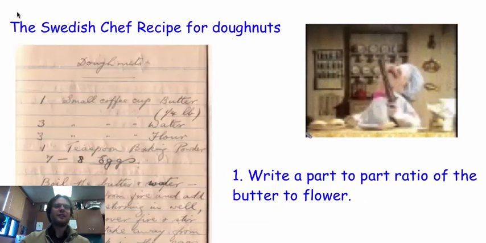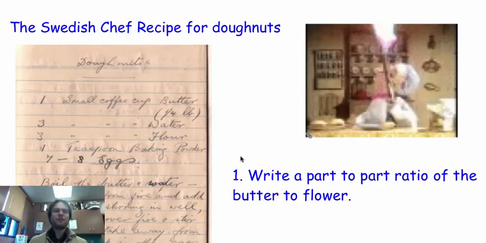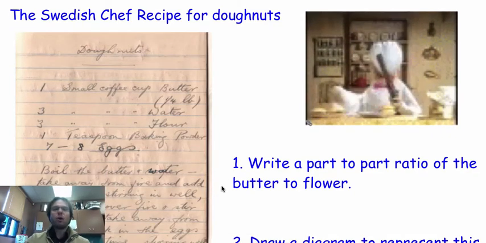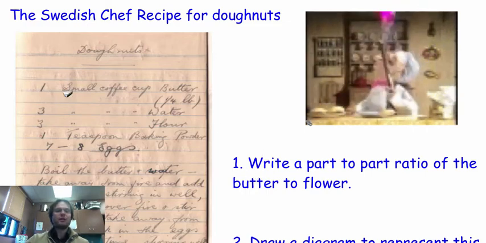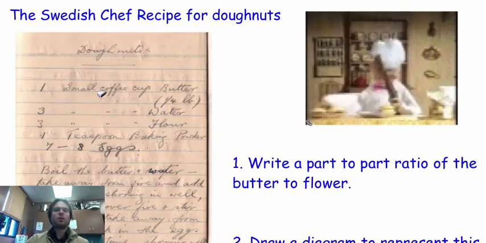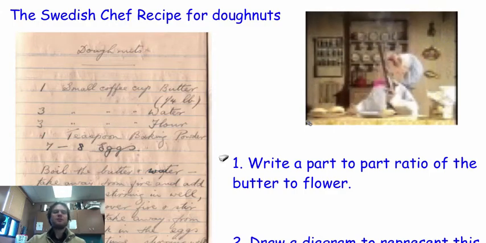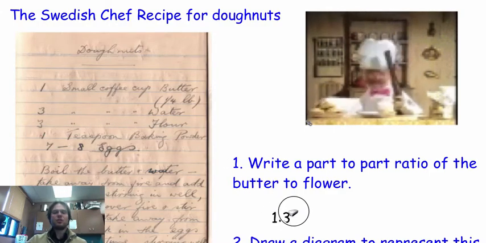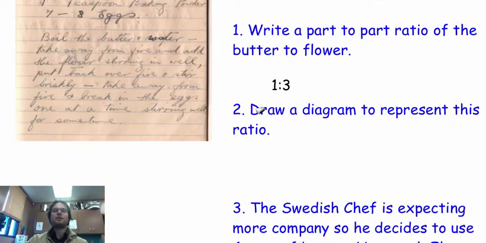So now that we know how they get the shape of the donut, let's look at how they make the batter, or how the Swedish chef would make the batter for the donut. So first it says we want the ratio between butter to flour. So I look at this here. We have 1 small coffee cup of butter and 3 coffee cups of flour. So I write out that ratio. I'm going to get a ratio of 1 to 3, butter to flour.